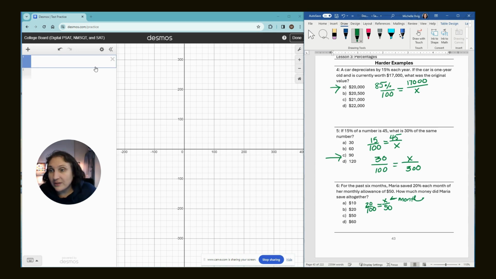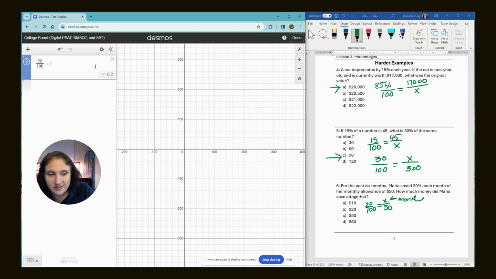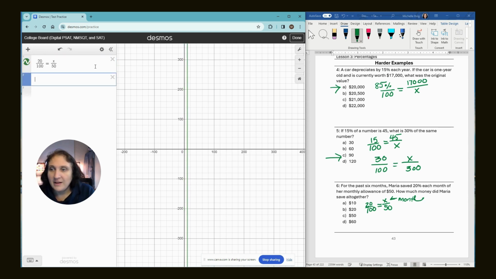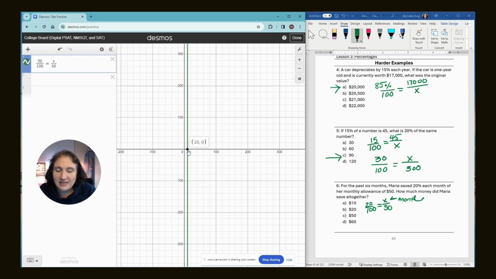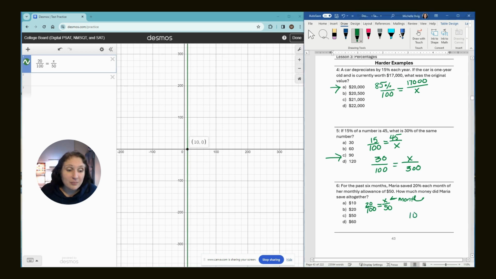There's other ways that you could have done it. I'm just going to keep being consistent so you guys see the pattern. So now I know that she saves $10 a month. So now we know 6 months have gone by. So we're just going to do 10 times 6, and that gives us 60.